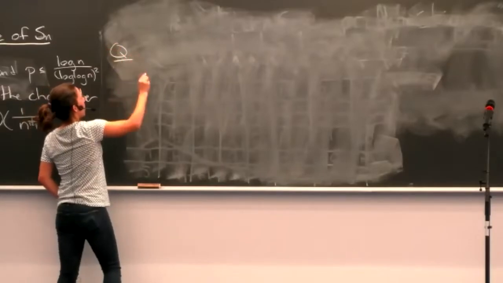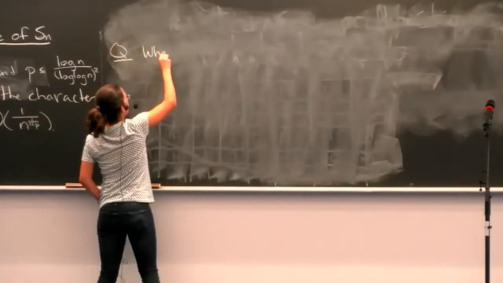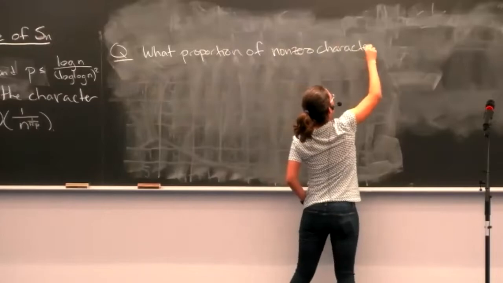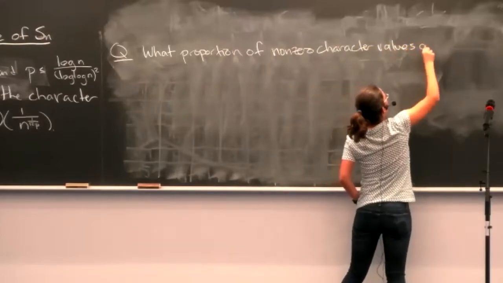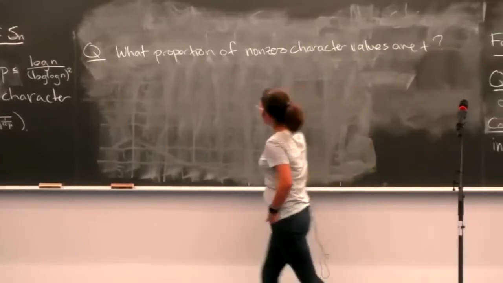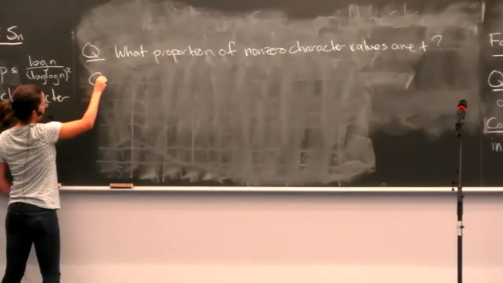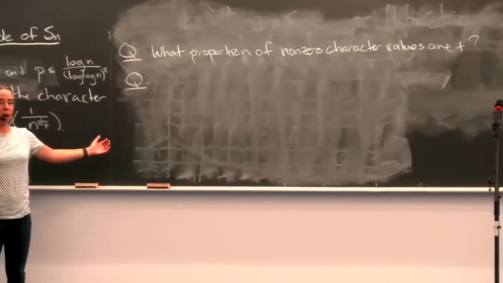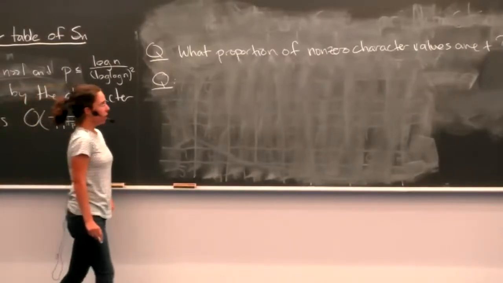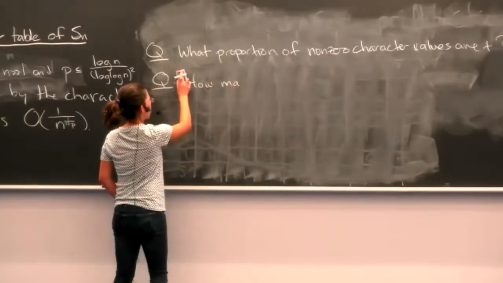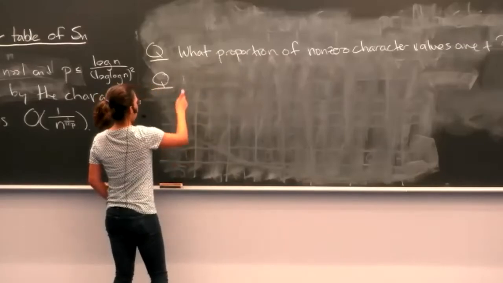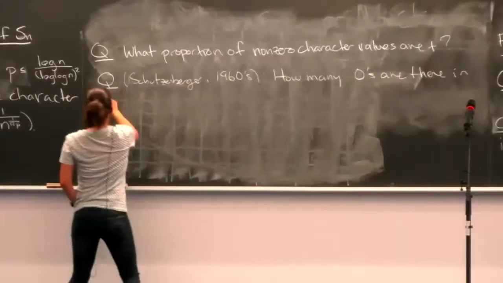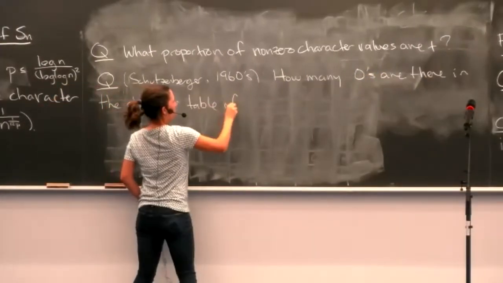So a good question is, what proportion of non-zero character values are positive? How many are negative? And also, the more basic question is, how many of the entries of the character table are actually just zero? I think I was told this was first asked by Schützenberger in the 60s. So how many zeros are there in the character table of Sn?